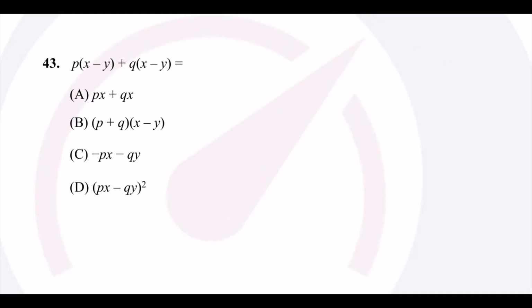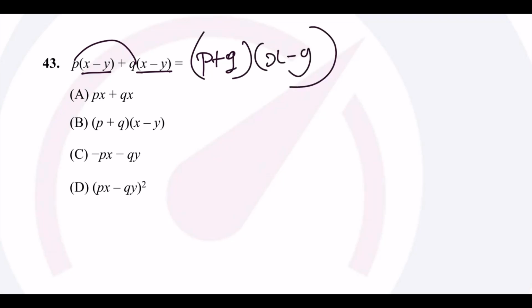Alright, question 43. This is just factorization by grouping. So this bracket and this bracket have the same factor. So you know that the factors are going to be P plus Q and X minus Y. So which one matches that? That matches with B.